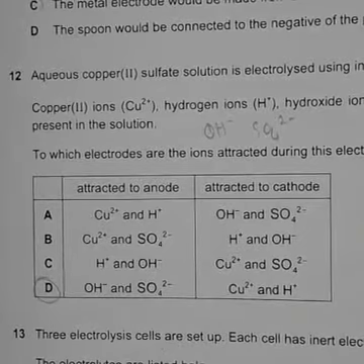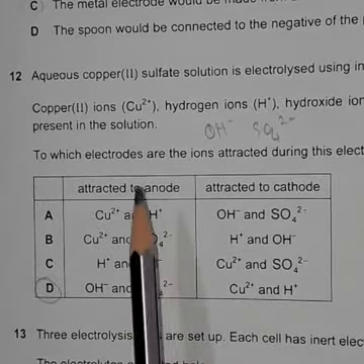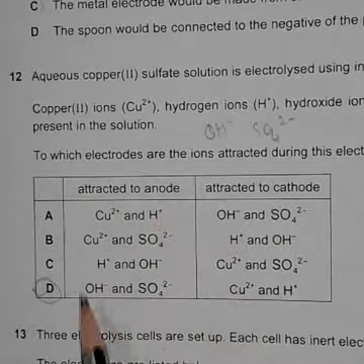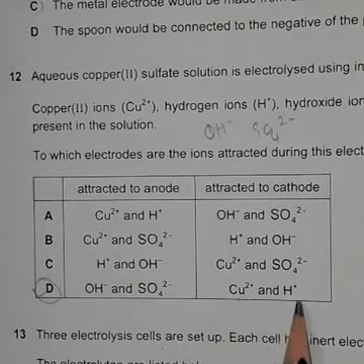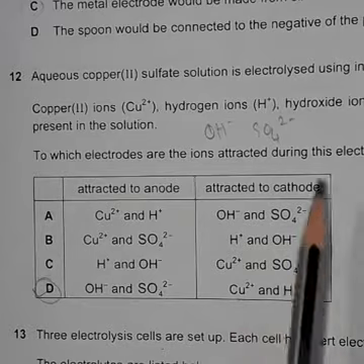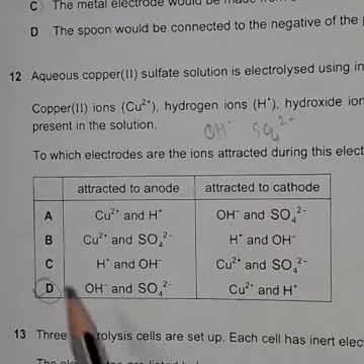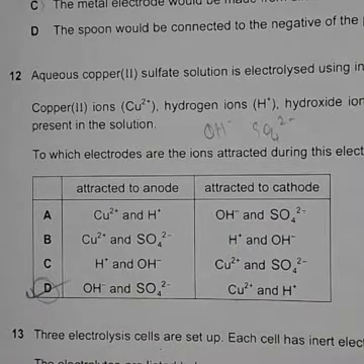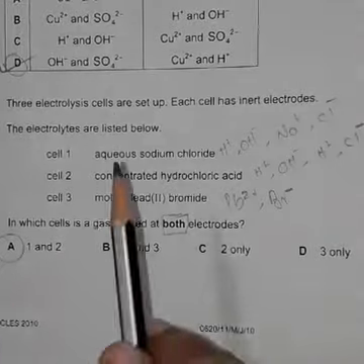You know, negatively charged ions go towards the positive electrode. Positive electrode means anode. And positively charged ions like Cu2+ and H+ will go to the negatively charged electrode. Negatively charged electrode means cathode. So this is the answer. Clear? Always remember, anode means positively charged electrode, cathode means negatively charged electrode.